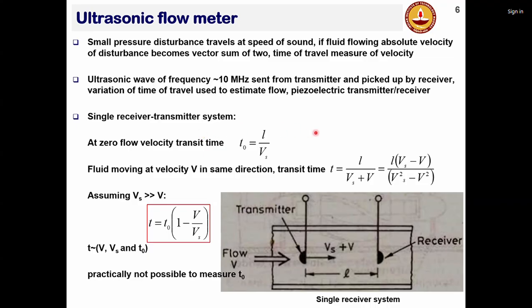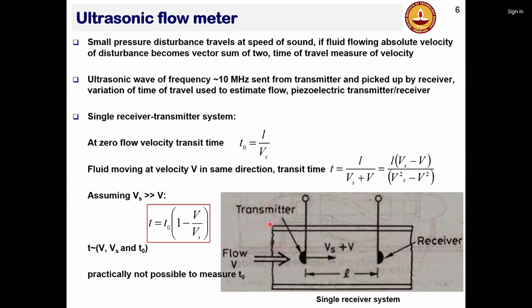So typically, the ultrasonic waves have frequency of the order of 1 to 10 megahertz, or it can be even higher, so up to 100 megahertz. And these sound waves are typically generated using an ultrasonic crystal, which is basically the transmitter. And it is basically collected by a receiver. And depending on the location of the transmitter and receiver, the time of travel of the signal would vary.